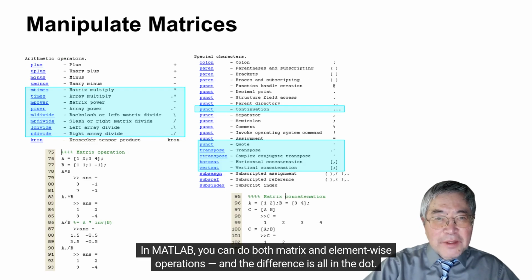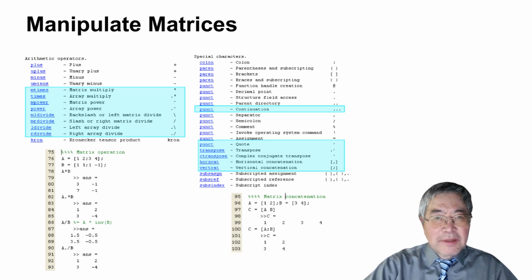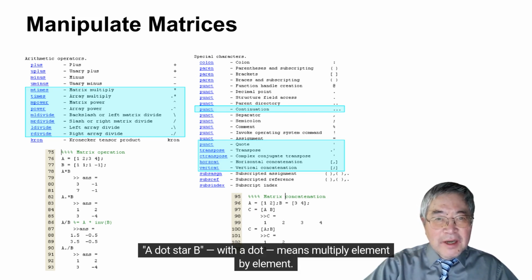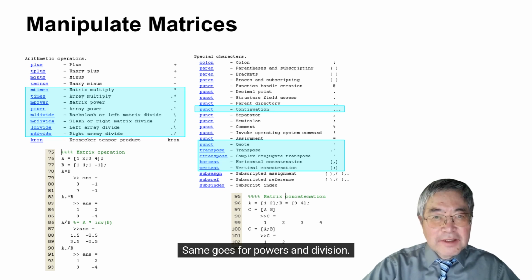In Matlab, you can do both matrix and element-wise operations, and the difference is all in the dot. A * B with a single star means matrix multiplication. A .* B with a dot means multiply element by element. Same goes for powers and division.